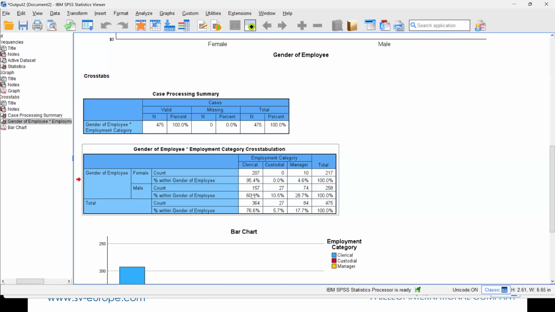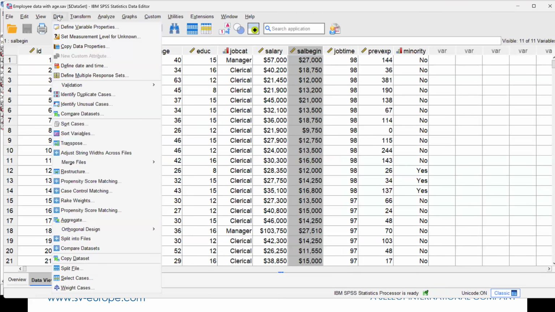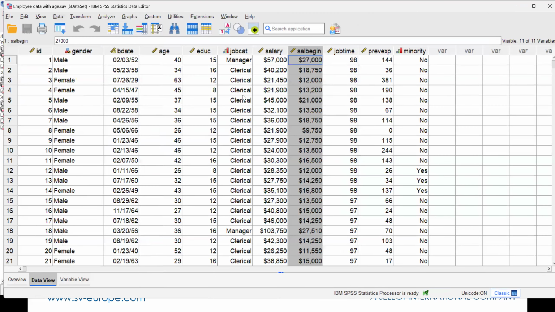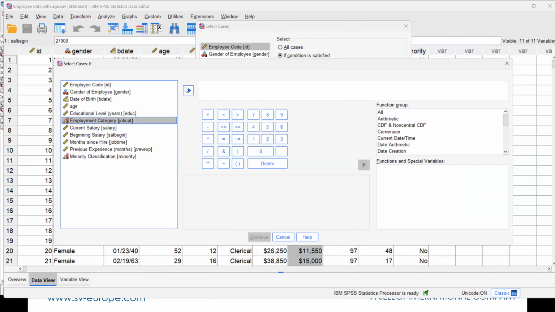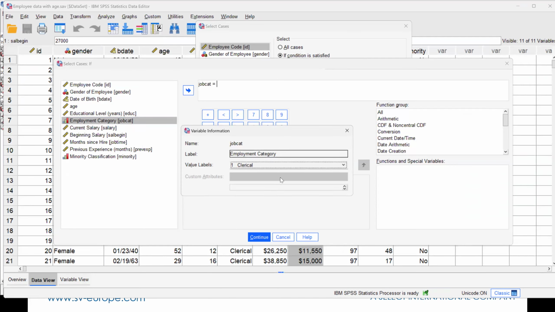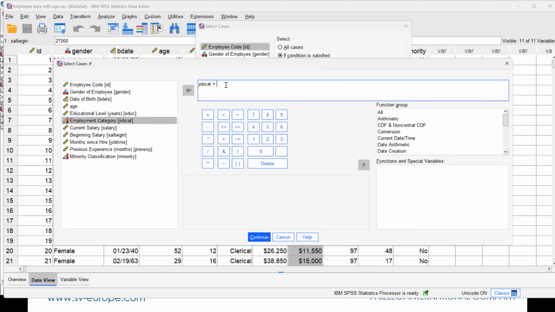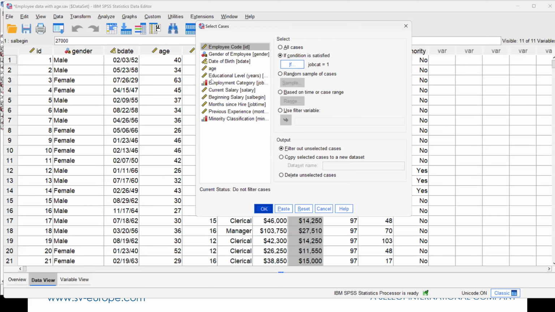So we should isolate the clerical group on its own, make sure we're just looking at that group. And we do that by going to data, select cases here. And we create a filter. So we do that by saying, okay, employment category is equal to clerical. What's the code for clerical? That's the label, clerical, but the code is code one. So we say job cat, which is employment category, the field name, is equal to one. And that will then just filter on that basis.